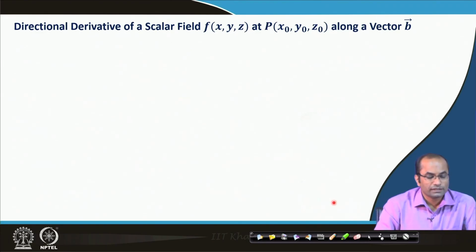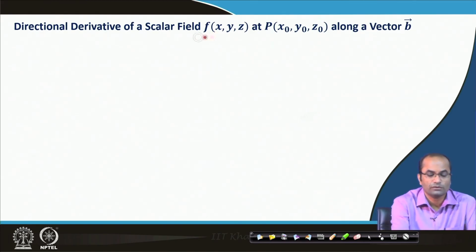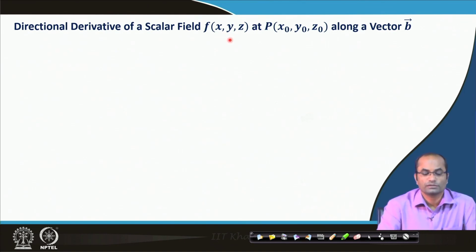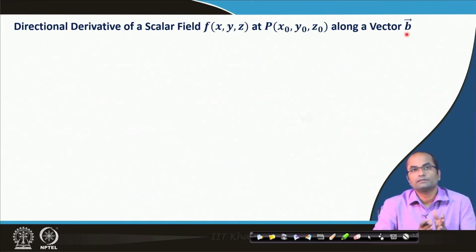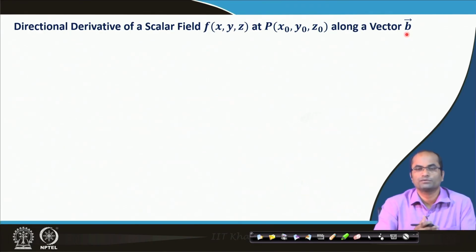Okay, coming back to the directional derivative, which I mentioned, it is a very important concept which we will study now. We are talking about the directional derivative of a scalar field. Suppose we have f(x, y, z), a scalar field, at a point (x₀, y₀, z₀) along a vector b. What is the difference here? What are we calling the directional derivative? We have already studied the partial derivatives, with respect to x, y, and z.